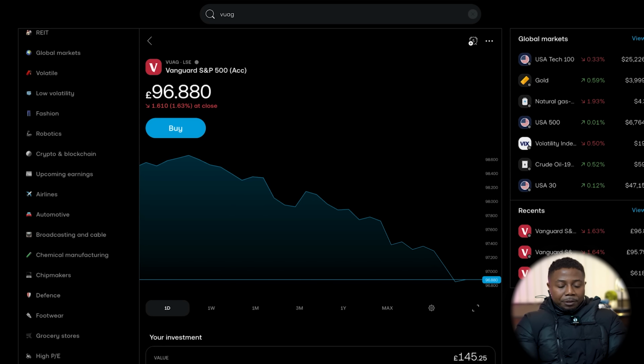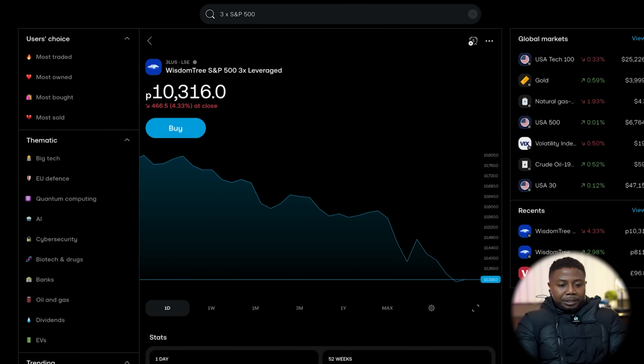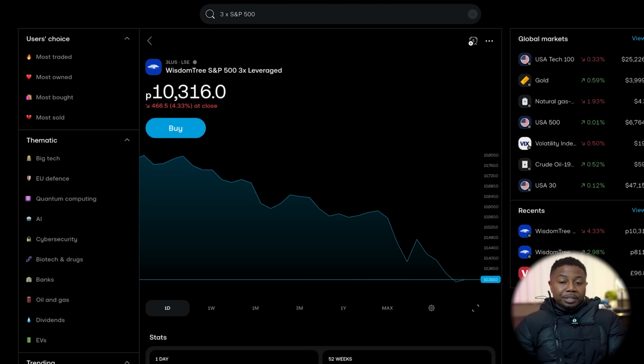Okay, now if you look at the leverage version, so this one is the 3 times S&P, that finished on minus 4.33%. It's not quite three times the fall, but it's approximately. Obviously, they're just trying to mirror it, so it's never going to be perfect. But if you were to invest in just the S&P, on Friday you'd have lost 1.63% of the value of your investment. Whereas if you'd invested in the leveraged one, you'd have lost 4.33%, so approximately 3 times.